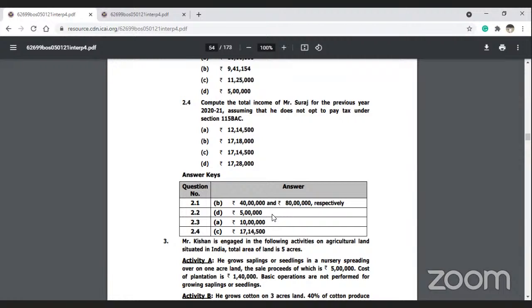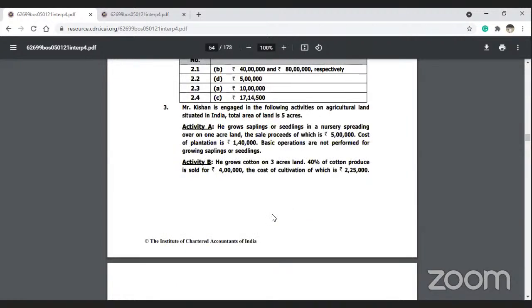Yes. Mr. Kishan is engaged in the following activities on agricultural land situated in India. Total area of land is 5 acres. Activity A. He grows sapling and seedling in the nursery, spreading over 1 acre land. The sale proceeds of which is 5 lakhs. Cost of plantation is 1,40,000. Basic operations are not performed for growing sapling or seedling.